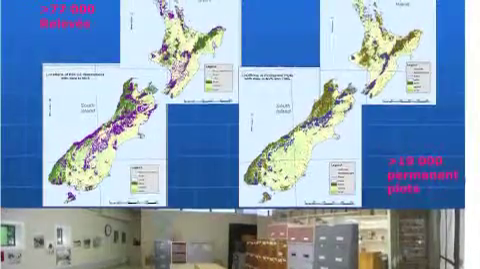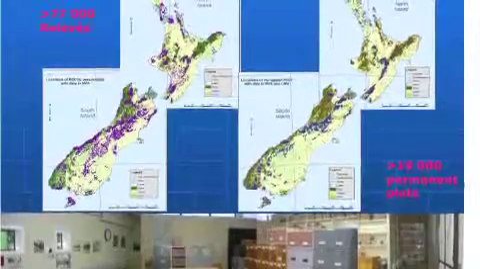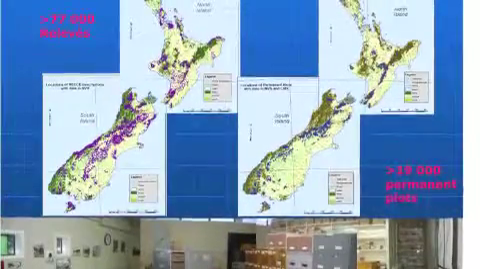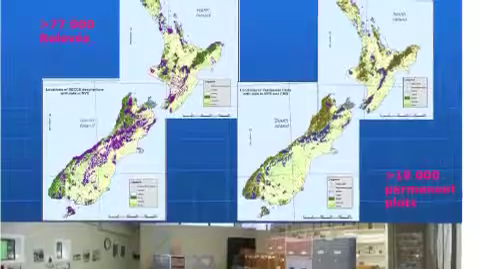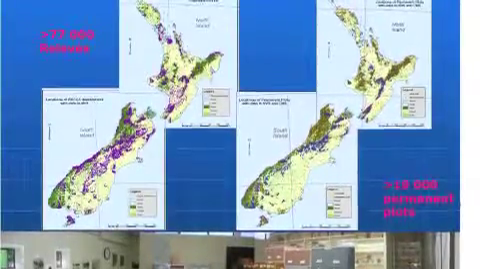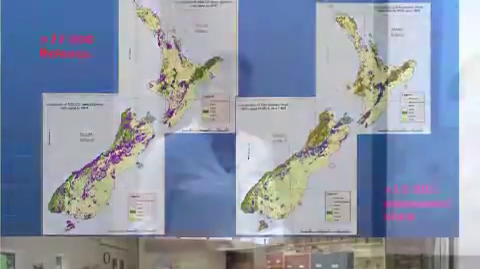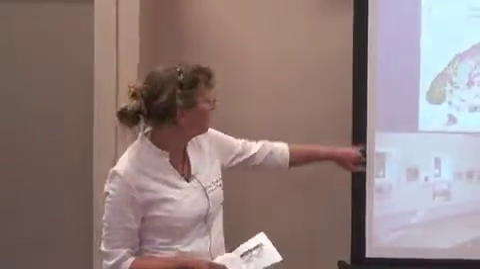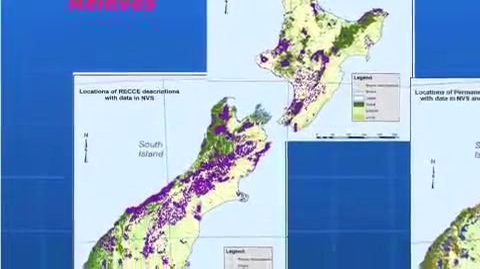It's plot-based vegetation. We store recce descriptions, or relevés, which is a compositional site description. And we have, you can't read the number very well, over 77,000 records of this type. And on this map, all those purple dots are recce descriptions.